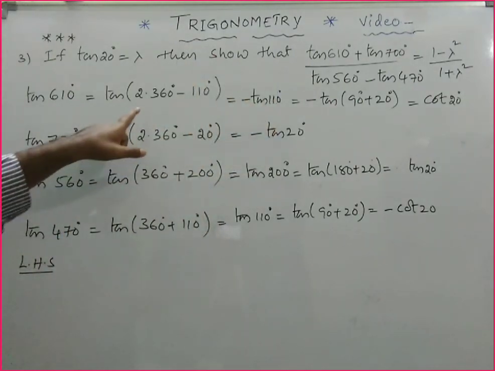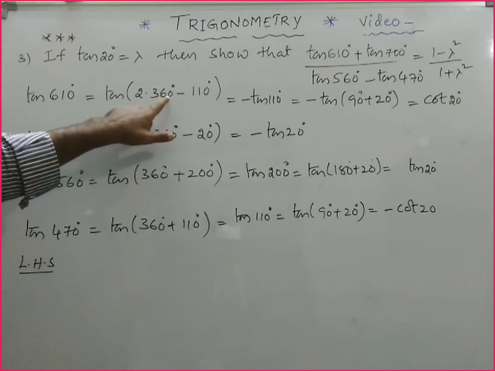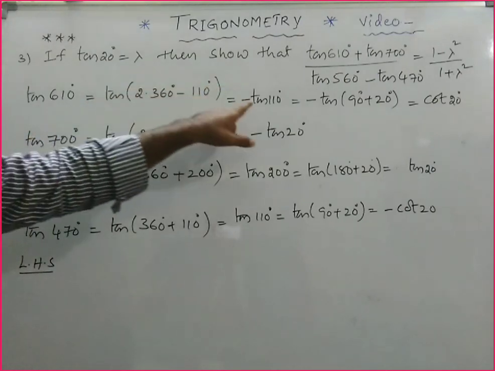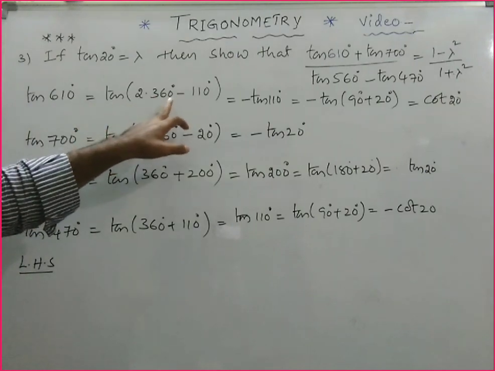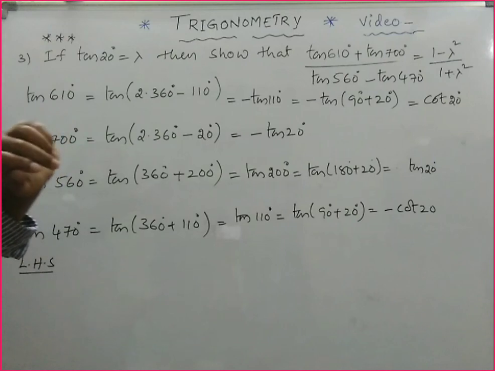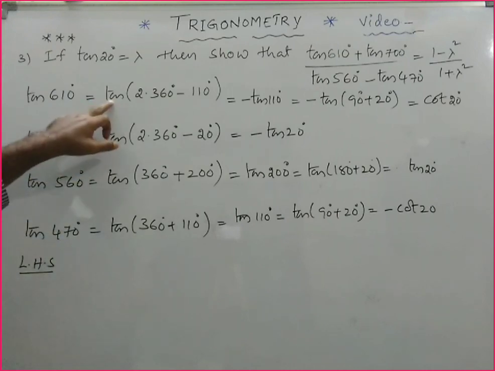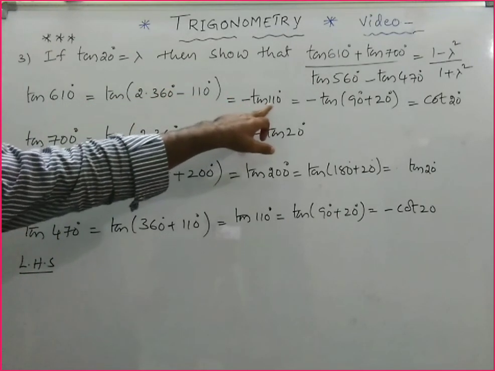Once again, because of 180 and 360, there is no change of trigonometric ratio. That's why tan remains tan itself. And moreover, you can think of this as a fourth quadrant angle, 360 minus theta. In the fourth quadrant, only cos and secant are positive. The rest of them are negative. So anyhow, here tan is negative. So now this is equal to minus tan 110.